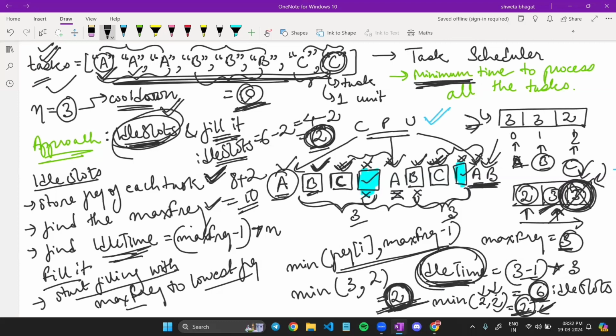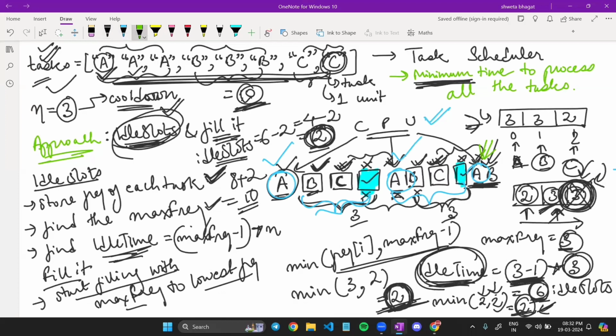Now, once we got the max frequency, we found out the idle slots or idle time, correct? That is, how many slots are there for which the CPU would be idle. So how did we calculate it? We multiplied n with max frequency minus 1. Now, why did we do max frequency minus 1? Because what was the frequency of A? The frequency of A was 3, right? 1, 2, 3. And after how many A's were we having idle slots? After only 2 A's, that is after this A and this A. So we can see we had 3 slots over here and we had 3 slots over here. And why didn't we have any idle slots after this A?